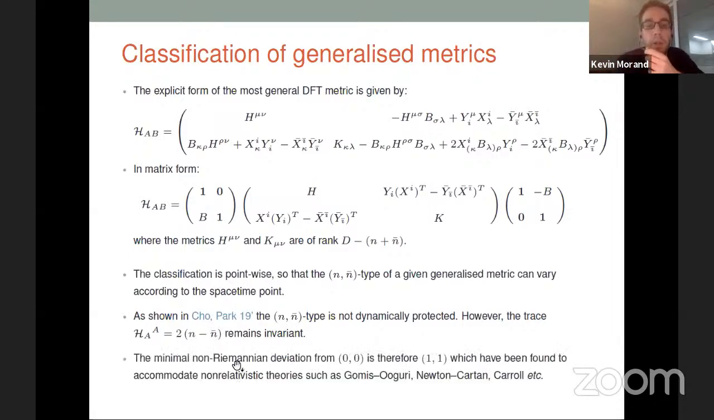So that means that the minimal non-Riemann deviation we can have from a solution which is Riemannian at some points is 1,1. And indeed, this 1,1 has been found to accommodate some non-relativistic theories, such as the Gomis-Ooguri string or Newton-Cartan and Carroll in the ambient formalism.